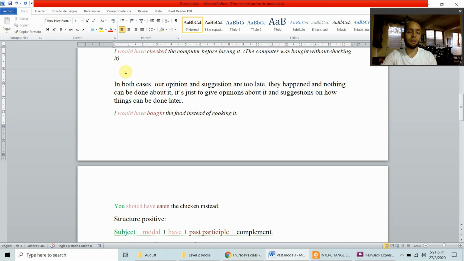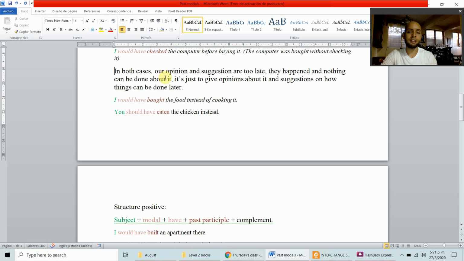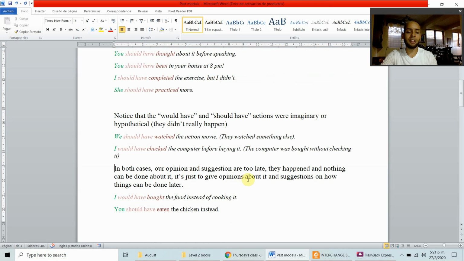So, in both cases, our opinion and suggestion are too late. They happen and nothing can be done about it. It's just to give opinions about it and suggestions on how things can be done later. Like I said, suggestions and opinions about how things can be done later. I would have bought the food instead of cooking it. You should have eaten the chicken instead.